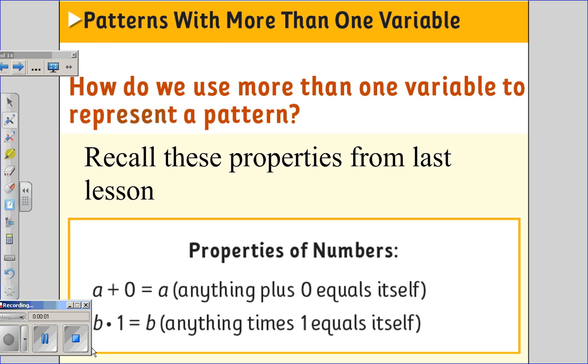All right, we are on Unit 2, Lesson 2, Patterns with More Than One Variable. So how do we use more than one variable to represent a pattern? Well, recall from last lesson we learned about some properties. A plus 0 equals A. What that means is we can substitute any number for A, add 0 to it, and it will equal itself. Likewise, if we multiply any number times 1, it will also equal itself.